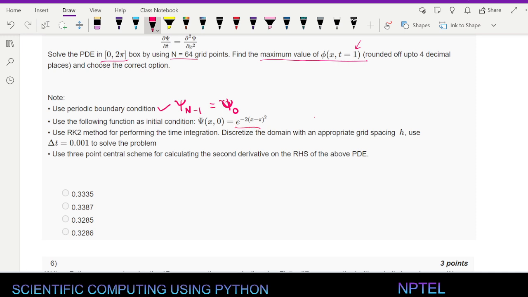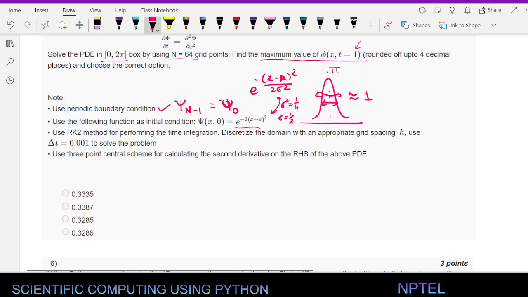So how does it look? It's a Gaussian. Where is its mean? Its mean is at x equal to pi. And what's the standard deviation? The profile is e to the power minus (x minus mean) square divided by 2 sigma square. If you compare both of these, sigma square is 1 by 4, so sigma is 1 by 2. So this width is roughly 2 times the standard deviation, so around 1. It is centered at pi and the width of the peak is of order 1.